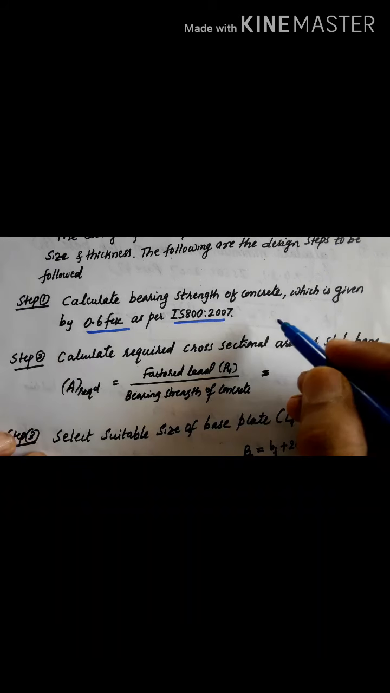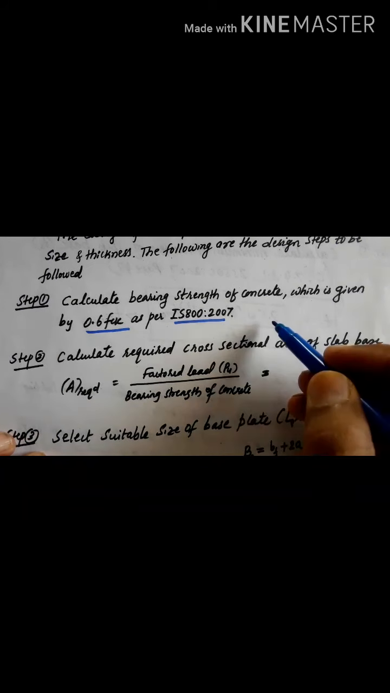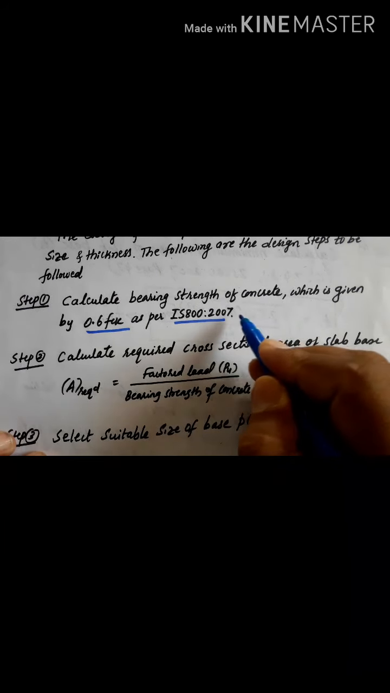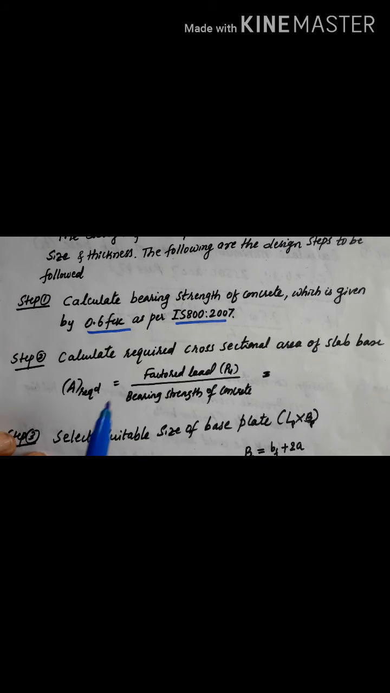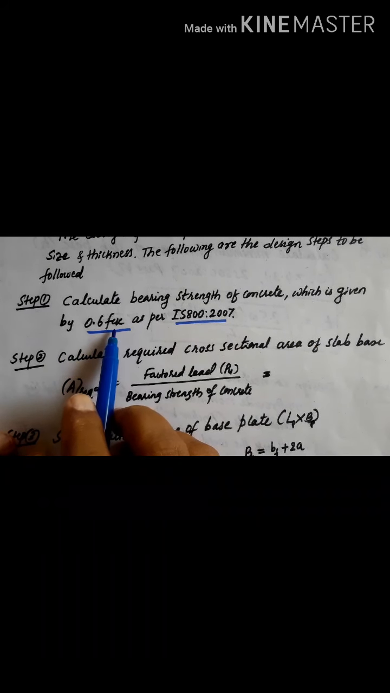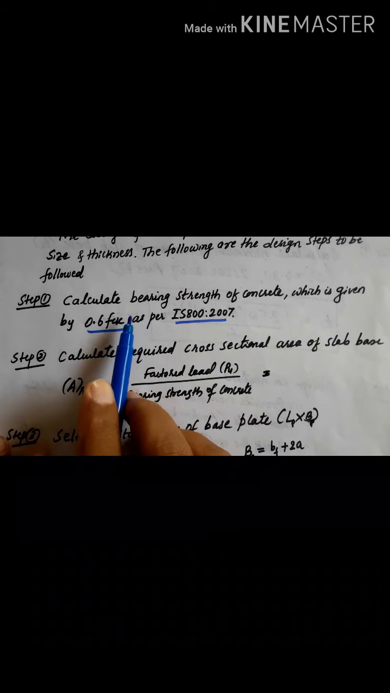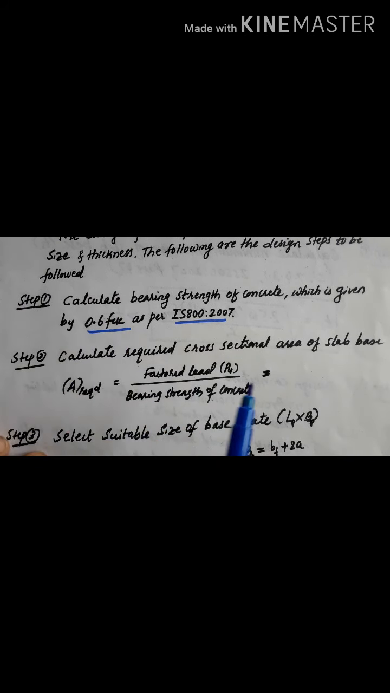The grade of concrete could be M20, M25 or M15, whatever the grade will be given, for that grade you have to calculate the bearing strength of the concrete, that is 0.6 FCK. FCK is the characteristic strength of concrete at 28 days of curing. If the grade of concrete is not given in a problem, you have to assume the grade of concrete, then calculate the bearing strength of the concrete.